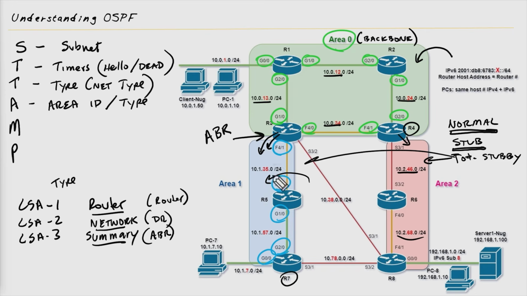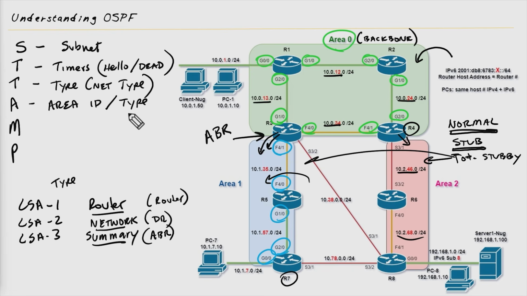And again, that's going to reduce the number of LSAs here in area 1 and area 2 if they're both totally stubby, because they're now not receiving LSA type 1s from other areas, they're not receiving LSA type 2s from other areas, and they're not receiving LSA type 3 summary LSAs, with the exception of the default route that's being injected into the area by the ABR.